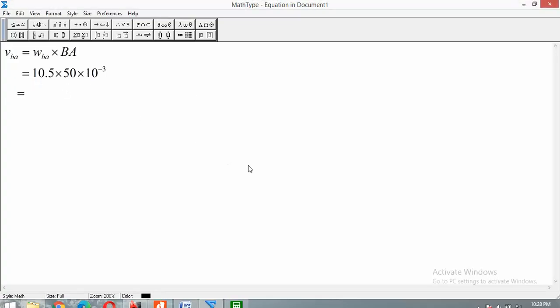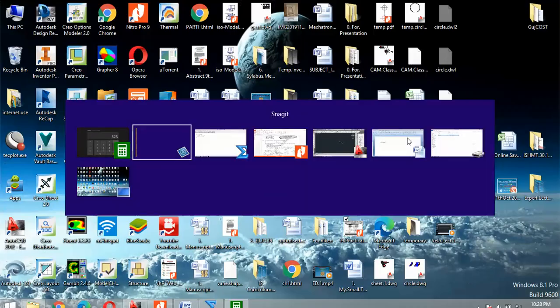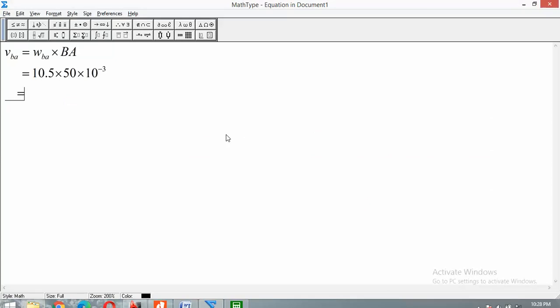So what is the calculation? 10.5 multiplied by 50. Let us multiply 10.5 by 50. That will be equal to 525 into 10 raised to minus 3. So it will directly become 0.525. This much meter per second.